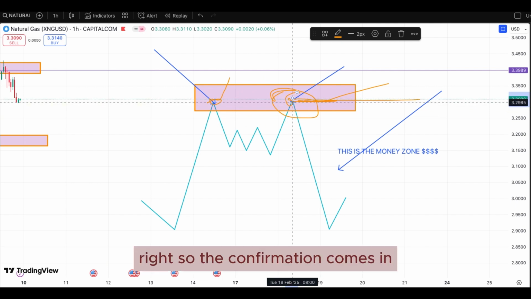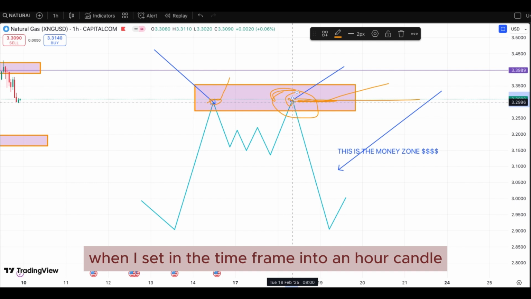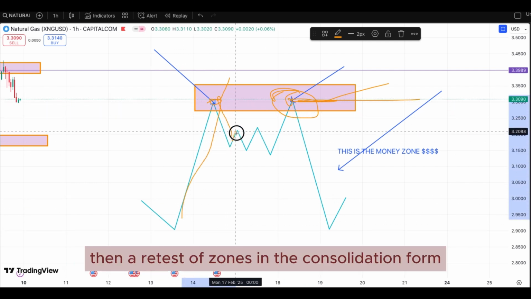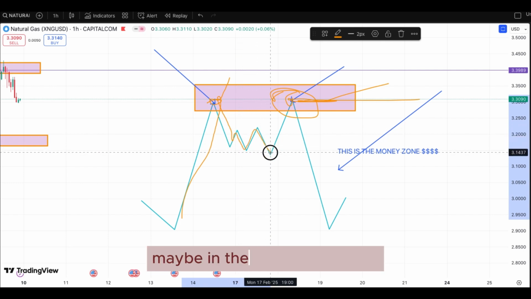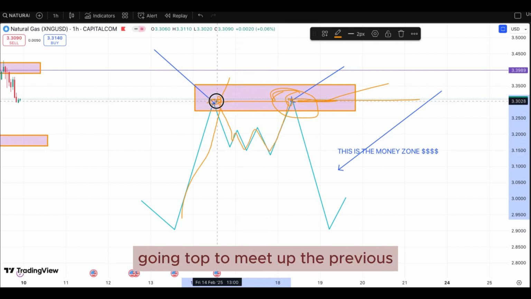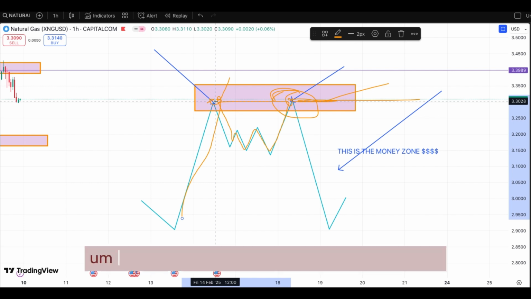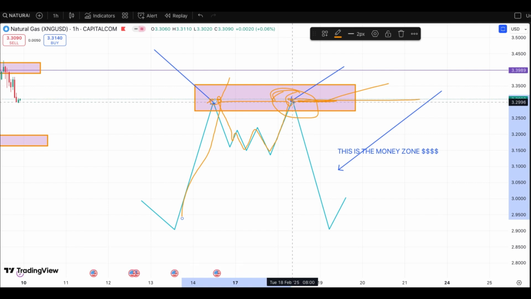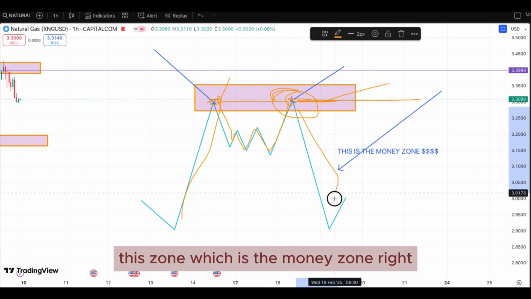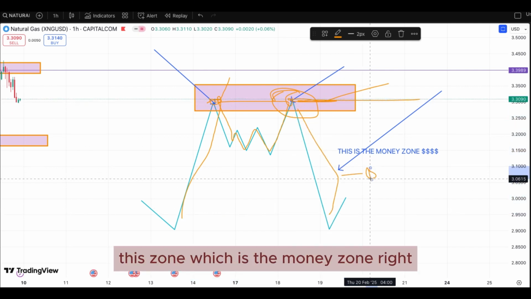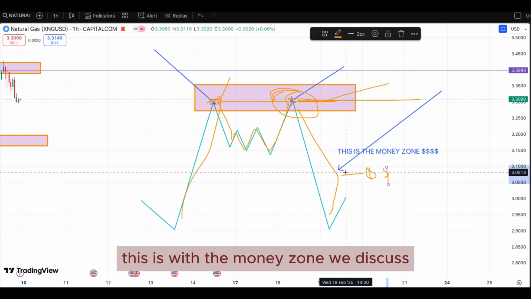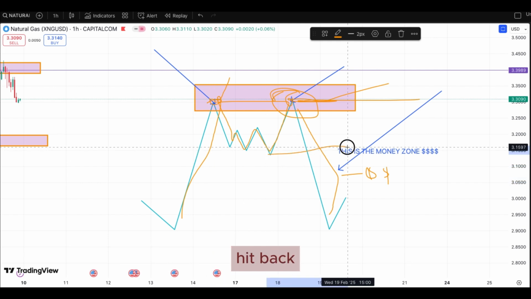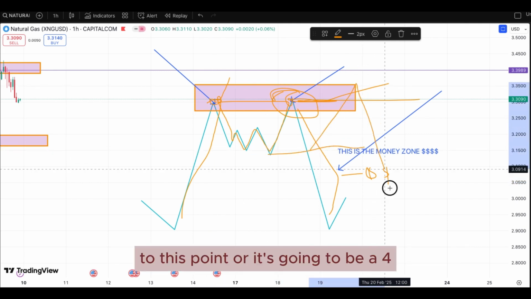So the confirmation comes in when I set the time frame to an hour candle, when I discover that there's been an upfront shift, then a retest of zones in the consolidation form, maybe in the Asian time frame, going to the top to meet the previous highest price, right? So this zone, which is the money zone, this is the money zone we discussed. So I need to know if the price is still going to make a hit back to this point, or if it's going to be a fall.